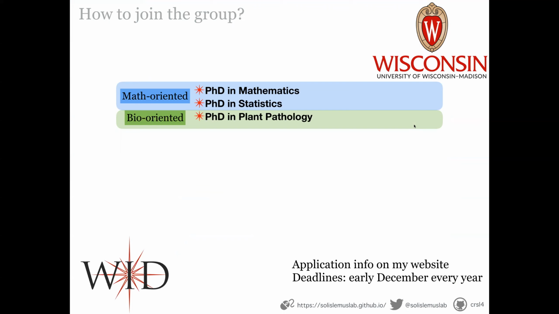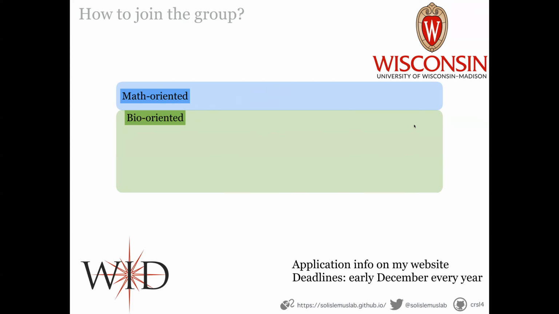But if you're not and you want to apply to a PhD program, there are two main ways to do it. For those that are mathematically oriented, they can apply to either the PhD in statistics or the PhD in mathematics. And for those students that are more biologically oriented, they could apply to the PhD in plant pathology. This is the department where I am. And the application information is on my website, and usually the deadlines are early December every year. And I'll be happy to help anyone through this application process. So please email me if you have this interest, and I'll be happy to help you.